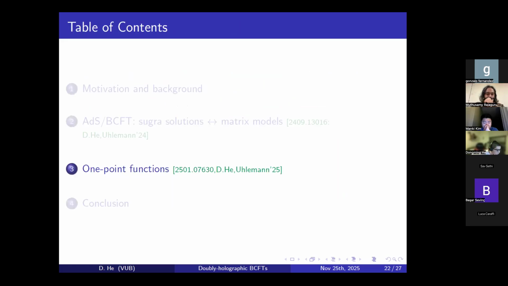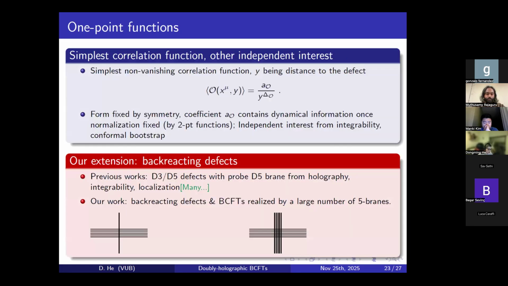Then in the end, we will talk about one-point functions. It's also a simple observable that one can think of, but it also has independent interest from other communities, such as the integrability or bootstrap communities. So this is an independent story. This is the simplest nonvanishing correlation function in BCFTs that one can ask. Although the form is fixed by symmetry, the coefficient A_O contains dynamic information about the theory.